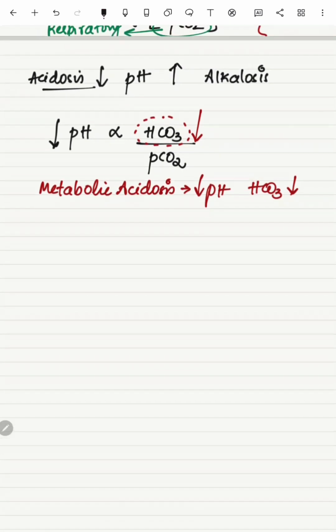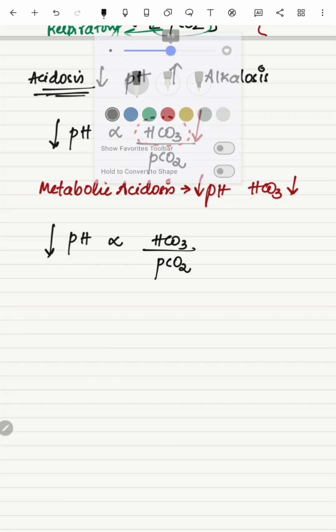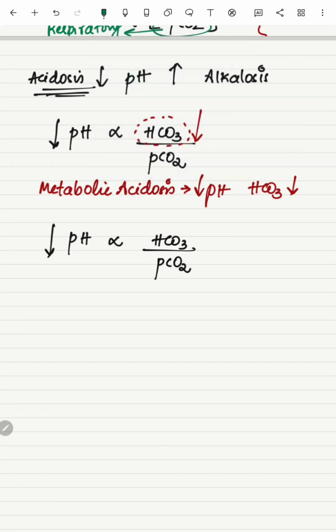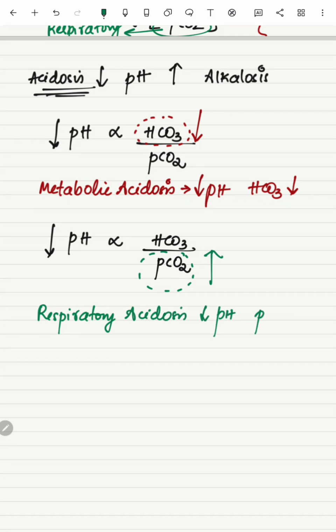Now, again with the same equation, we are going to discuss the next type of acid-base disorder. pH is proportional to HCO3 by PCO2. It is acidosis, that means pH is decreased. Now, what change in PCO2 are you expecting to decrease the pH value? PCO2 has to increase because both of them are inversely proportional. So in respiratory acidosis, pH is decreased and PCO2 levels are increased.